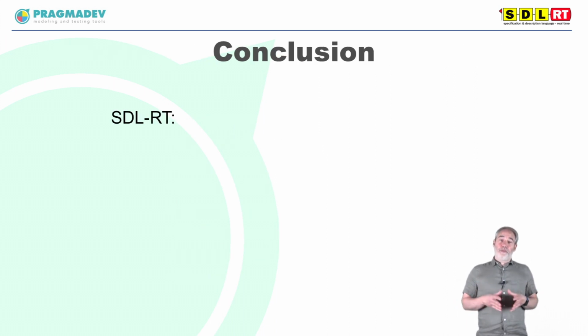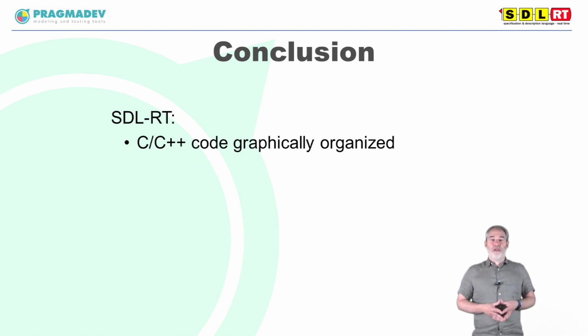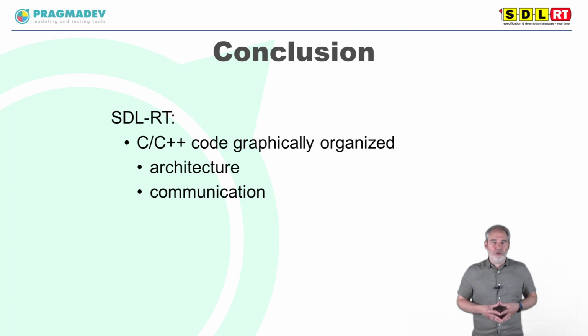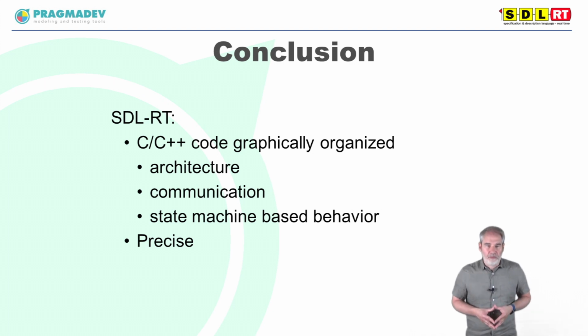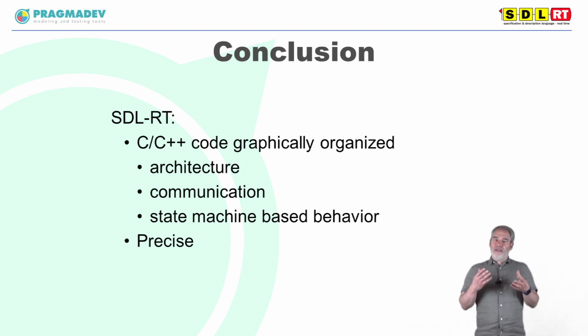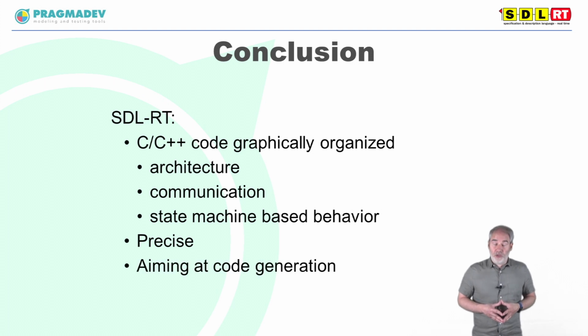To conclude, SDL-RT is C and C++ code graphically organized in a set of representations of the architecture, the communication, and the state machines. It is precise, even though it relies on some specifics of the underlying real-time operating system semantic. And it is definitely aiming at code generation on target.